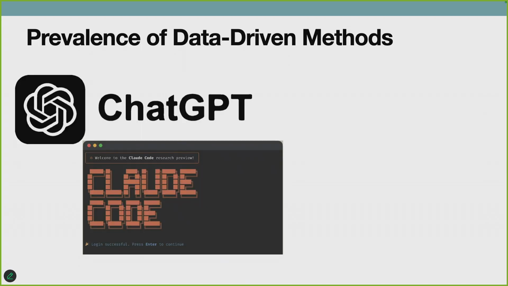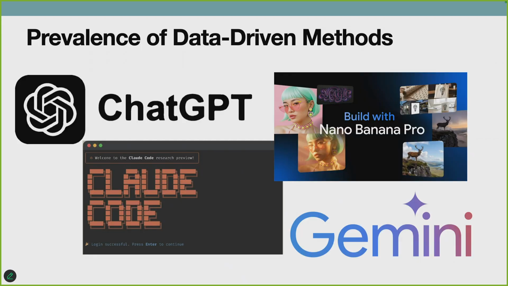We can very clearly see the prevalence of data-driven methods in today's world with models like ChatGPT, Claude, NanoBanana, and Gemini. While applicable in many domains, data-driven methods have shown impressive effectiveness, especially in the text and image modalities specifically. And that's really thanks to the sheer amount of data they have been able to be trained on.